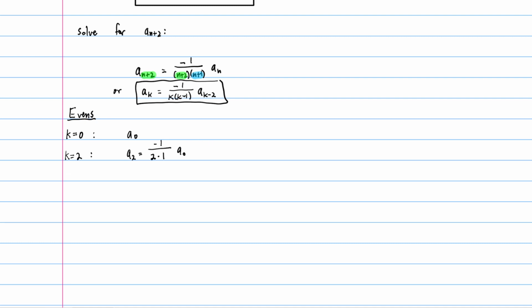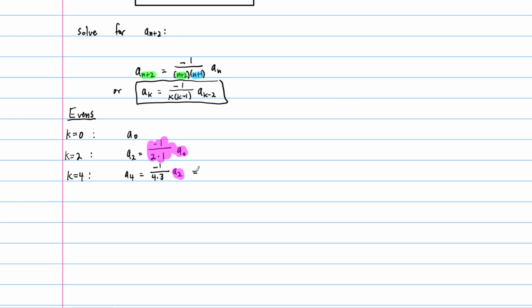So we go to the next even one. We know that these are related by every 2. So the next one, we go to k equals 4. Well, then a sub 4 is going to equal what? It's going to equal negative 1 over 4 times 3 times a sub 2. But look at this. We know what a sub 2 is in terms of a sub 0, so we can make that substitution.